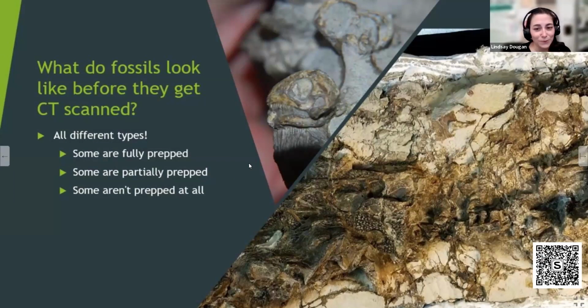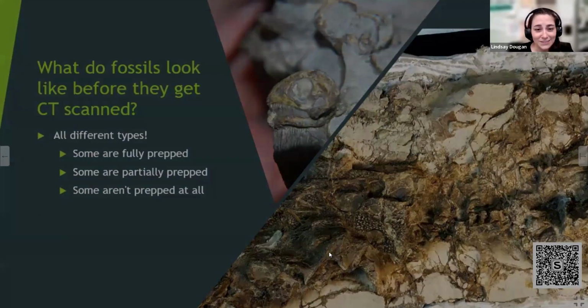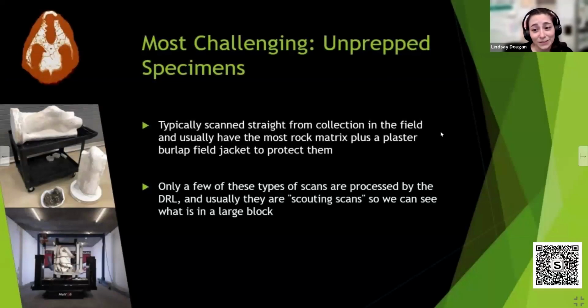So we just collect them from the field, put them in a field jacket, and send them off to be scanned. These are usually really large size specimens, and they are typically the most difficult to process. So they have a lot of extra rock matrix around them, and they have a lot of protective material, keeping the fossil safe for transport.